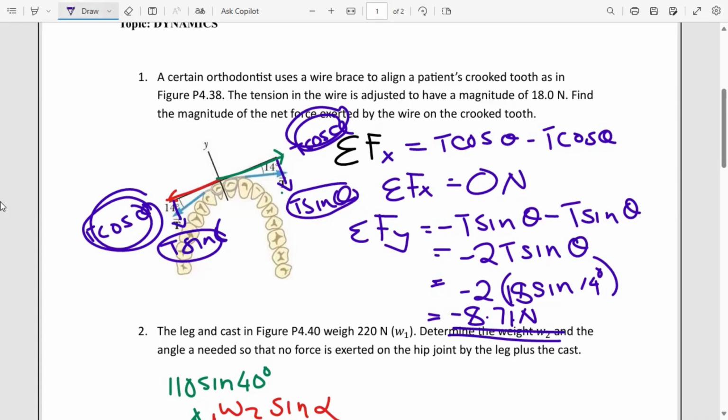Okay, so this is the force that is acting in the y-axis. Now, why is this force negative? It's because it is pointing in the negative y direction. But if we are trying to find the resultant force of this wire on the tooth, it is equal to the magnitude of the force. Since magnitude, we're just going to say this will be equal to 8.71 newtons in the y-axis. So, ladies and gentlemen, that is the magnitude of the net force exerted by the wire on the crooked tooth.